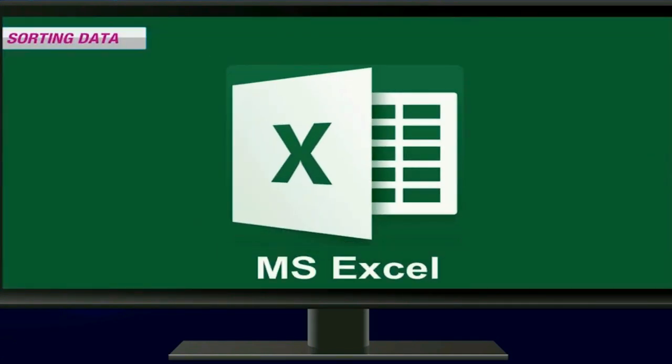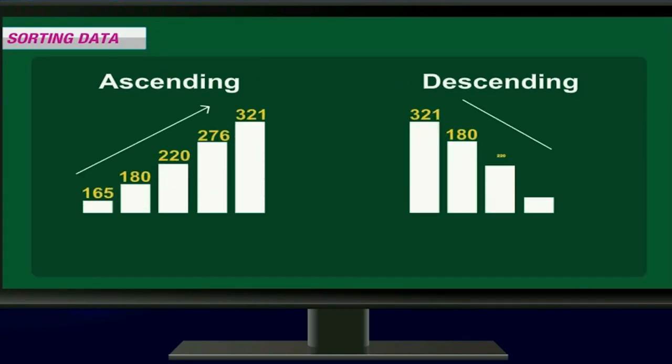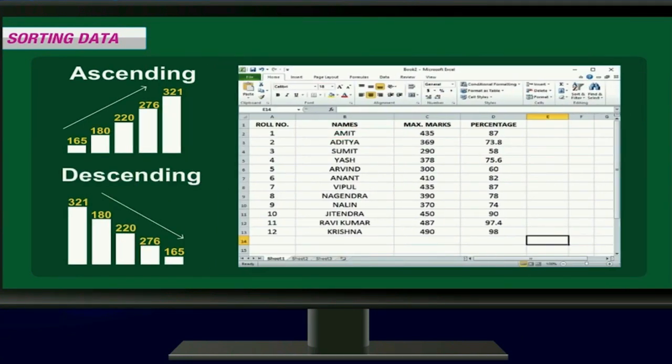Sorting data. MS Excel rearranges the data in ascending or descending order on the basis of the contents of a particular column. That is called sorting. You can sort a table in alphabetical order of names. You may want to sort marks in descending order to analyze the merit of students.